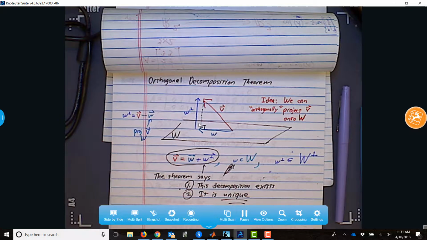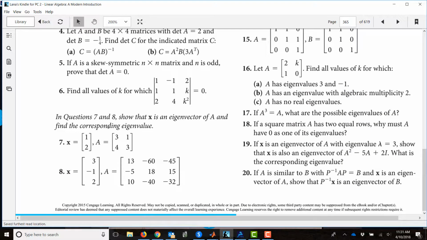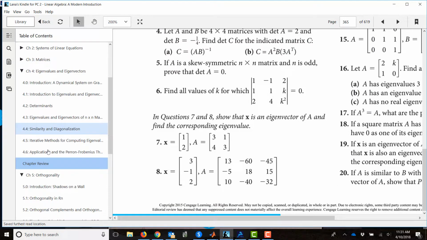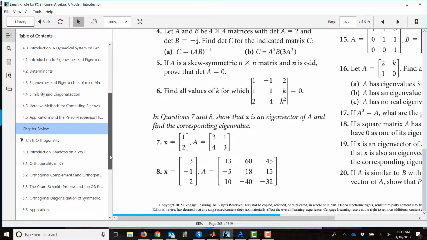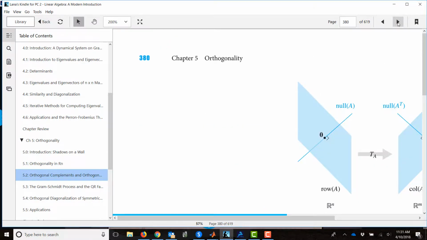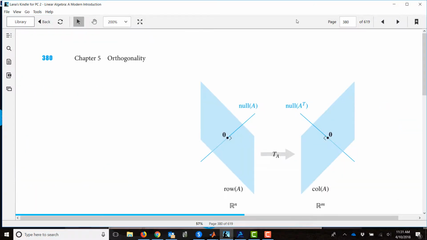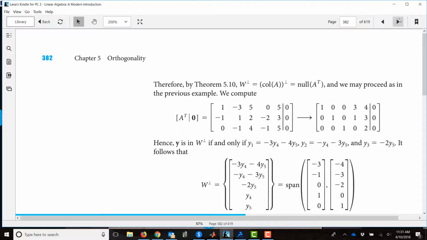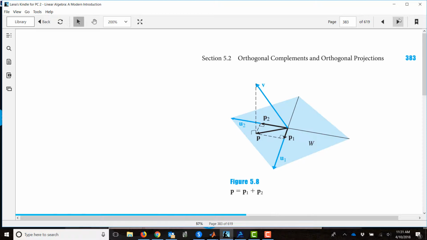Let's compare the group work to an example from the book. They must do an example in the book of this, right? All right, let's find it. We have orthogonal complements and orthogonal projection. Here we go. Don't they do an example of the decomposition theorem somewhere? Yeah. There's a nice picture.